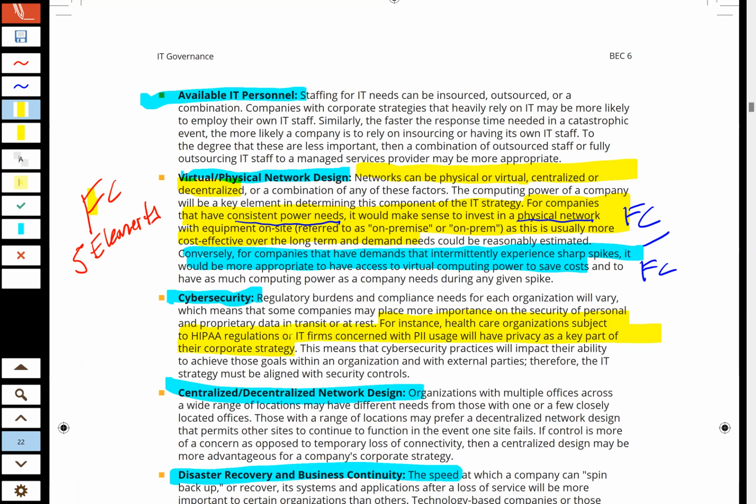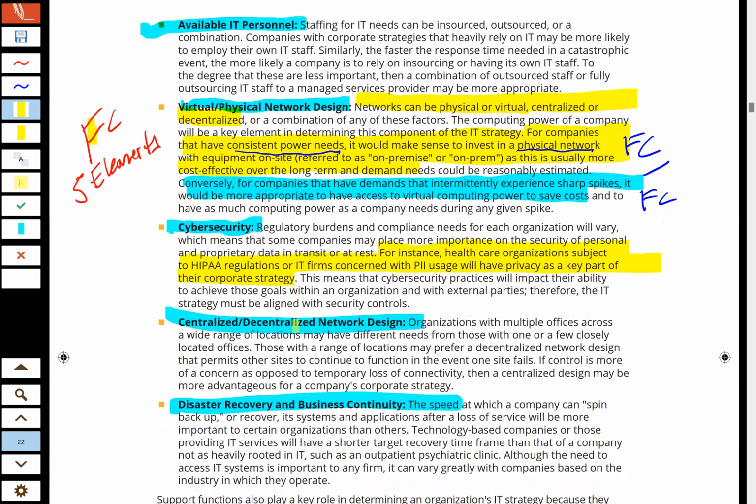Okay. Now you come over and centralized versus decentralized. And you can see here that those with a range of locations may prefer a decentralized, okay, in case one entity fails or something that's not going to affect all the entities. If controls are more a concern as opposed to temporary loss of connectivity, then a centralized design may be more advantageous, and you can flashcard that.